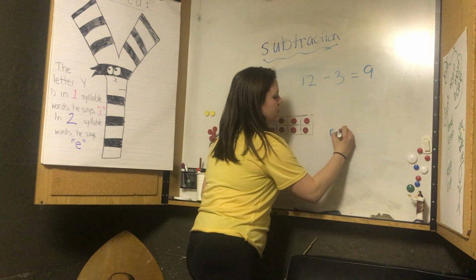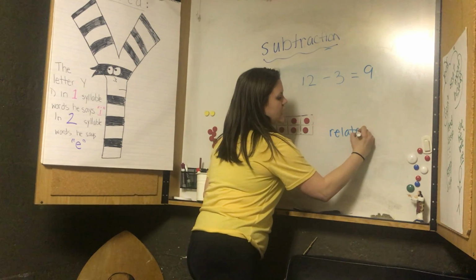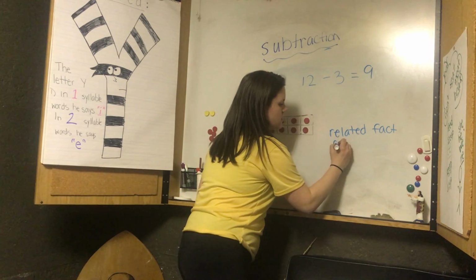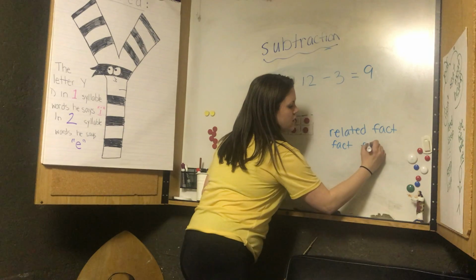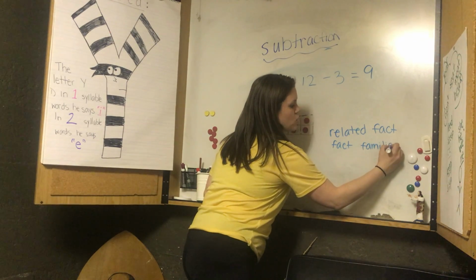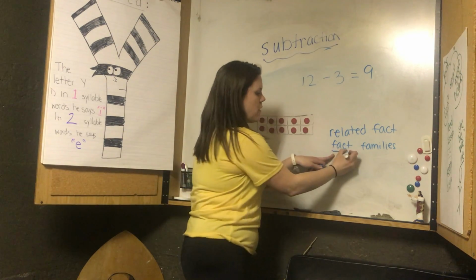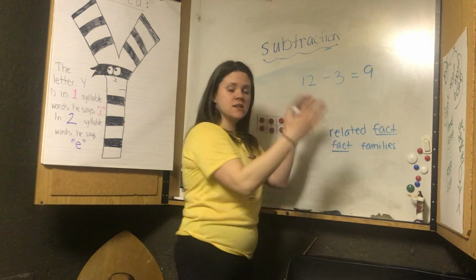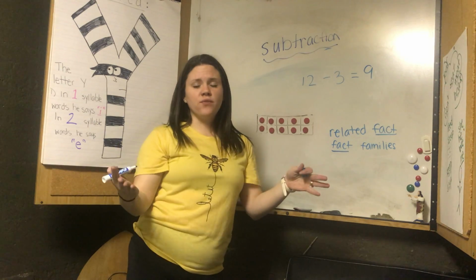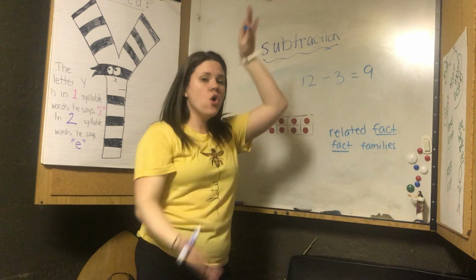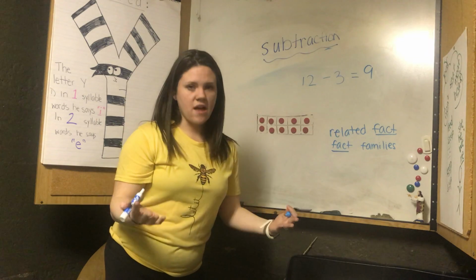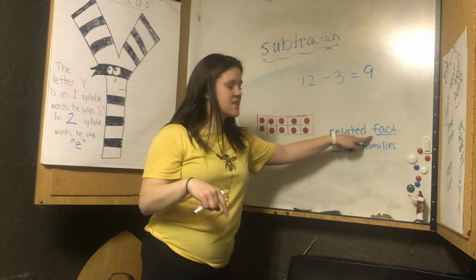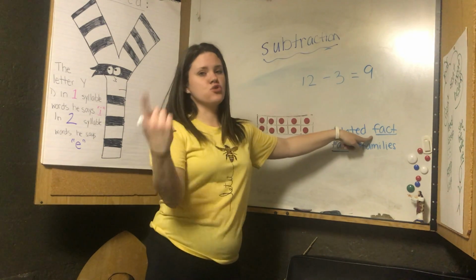A related fact, right? If I write the word related fact, and I write fact family, or fact families, more than one, they are all about our facts. Fact, same word. Related and families are the same idea. And the way that they're different, if you remember, is that families is all of the number sentences for that family. Related might just be one of the facts. And a fact can be addition, and a fact can be subtraction, right?